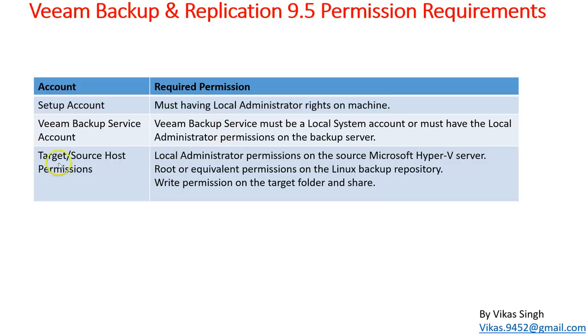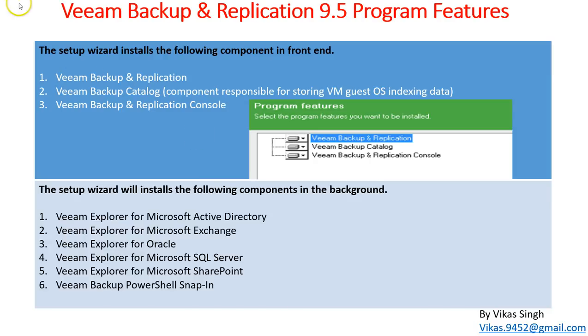The last one is target and source host permission. You need local administrator rights on each Hyper-V host, or root or equivalent permission on a Linux backup repository, or write permission on a target share folder if you want to add any network share as a backup repository.